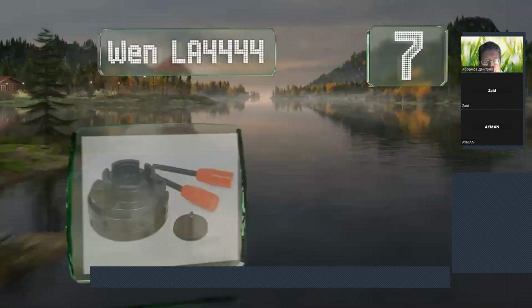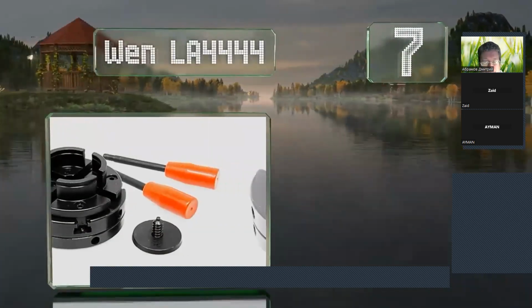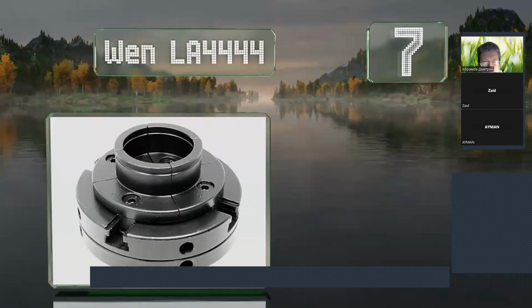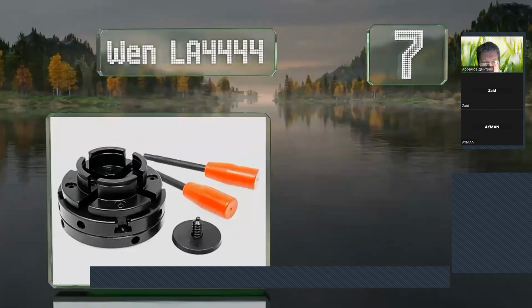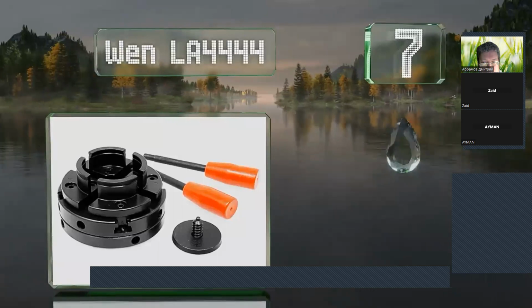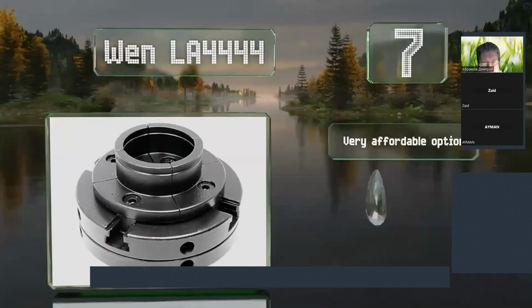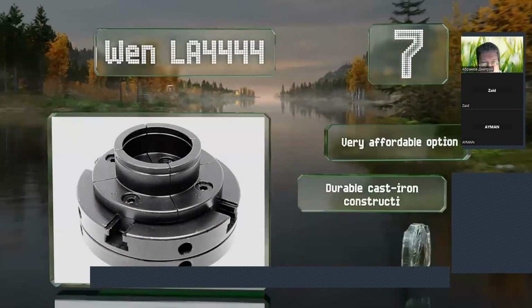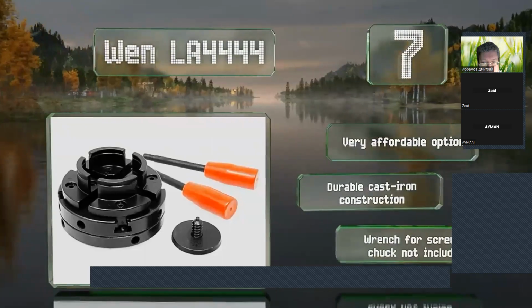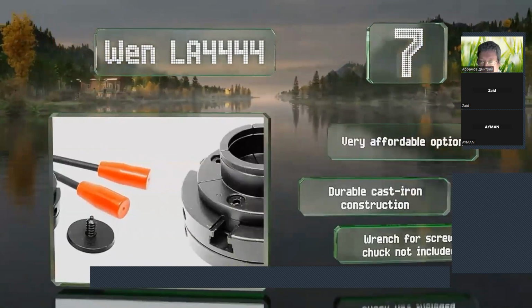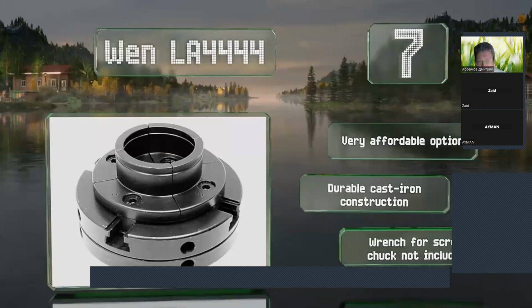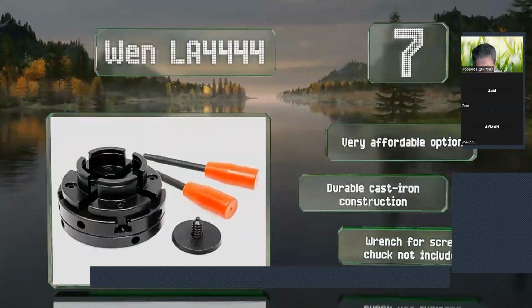Starting off our list at number 7. The internal jaws on the WEN LA4444 can clamp down on tenons between 1.6 and 2.8 inches, while the external jaws can expand against recesses between 2 and 3.2 inches. It comes with a screw chuck for additional support. This is a very affordable option and made from durable cast iron, but it doesn't include a wrench for the screw chuck.